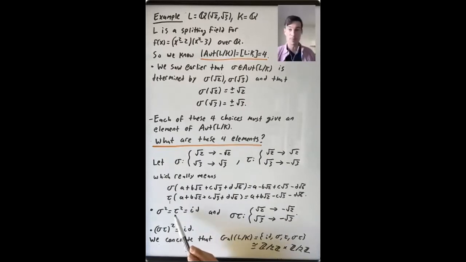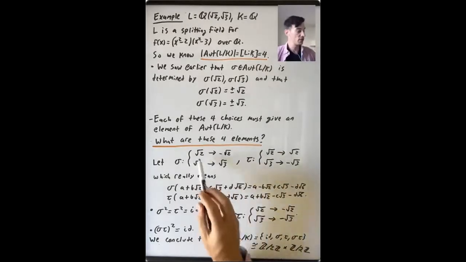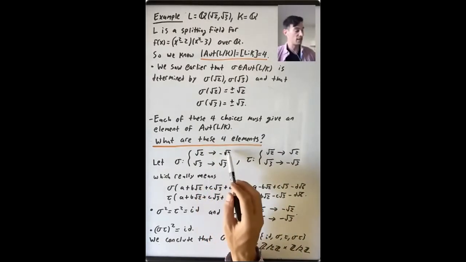What happens if you compose them? If you first do tau and then do sigma? Well, if you first do tau and then do sigma, what does it do to square root of 2? Tau sends square root of 2 to square root of 2, and then sigma sends square root of 2 to negative square root of 2.